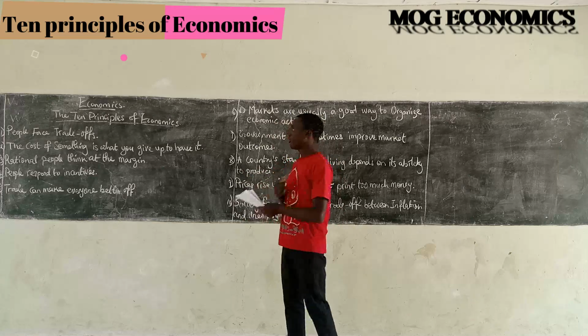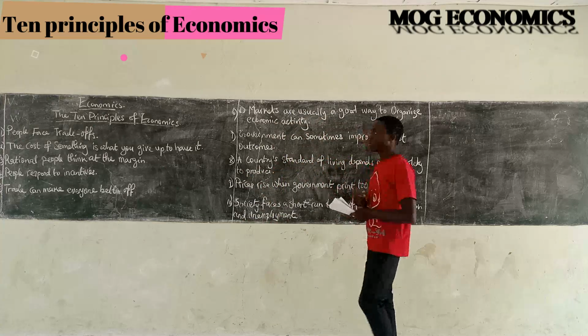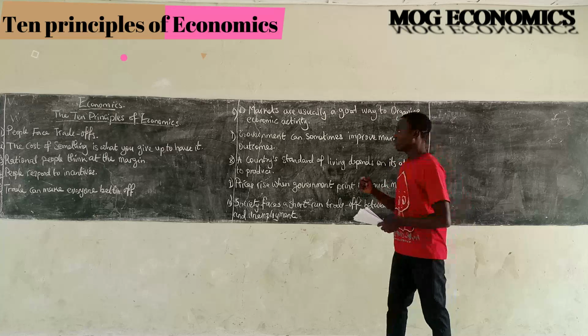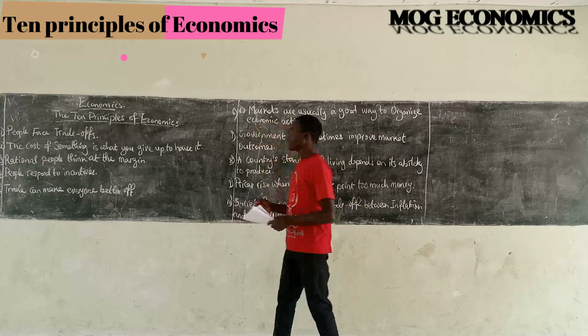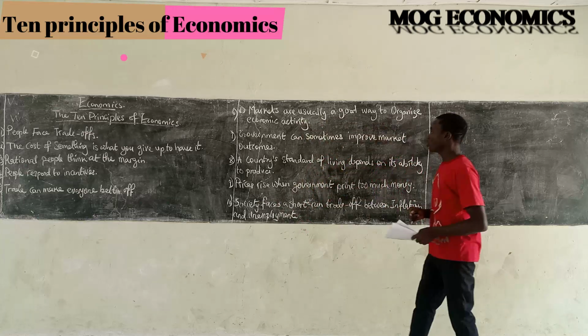Number one, people face trade-offs. Number two, the cost of something is what you give up to have it. Number three, rational people think at the margin. Number four, people respond to incentives. Number five, trade can make everyone better off.